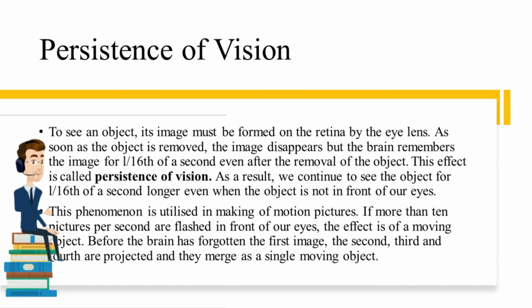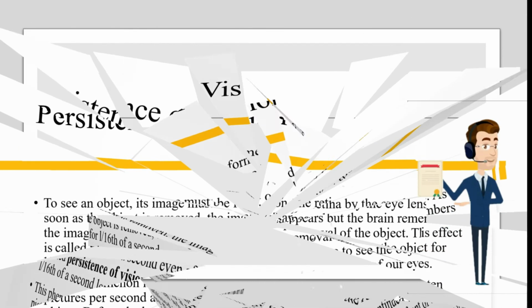This phenomenon is utilized in the making of motion pictures. If more than 10 pictures per second are flashed in front of our eyes, the effect is of a moving object. Before the brain has forgotten the first image, the second, third and fourth are projected and they merge as a single moving object.